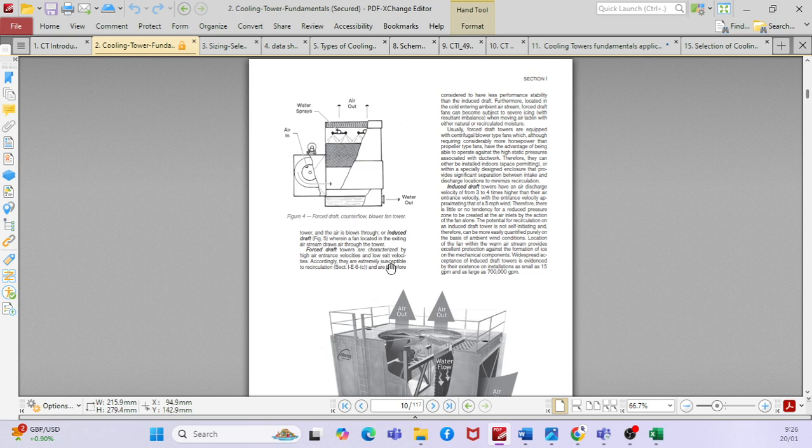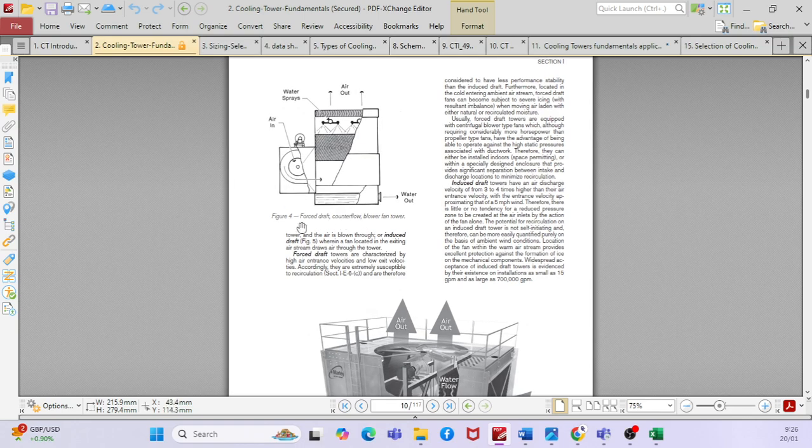There is no picture for the cross flow. Maybe cross flow may not be applicable for the forced draft because the fan is located at the bottom, on the side, so the air cannot move across. You cannot have that cross fill.